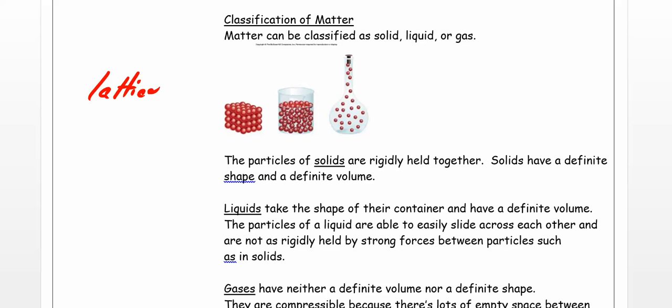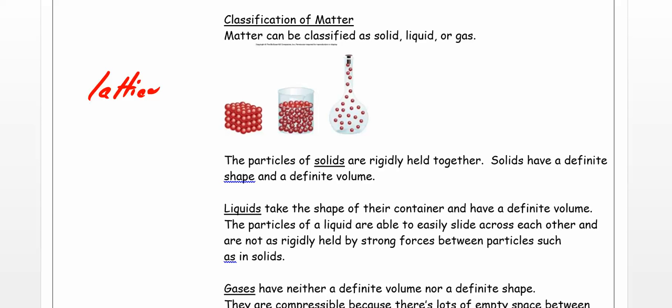The bonds, we'll talk a lot about the bonds or the forces that hold those particles together, are quite strong for a solid. Okay? Now, solids have a definite shape and a definite volume, right? You can't change the shape or the volume of a solid. So that's what we call a solid.